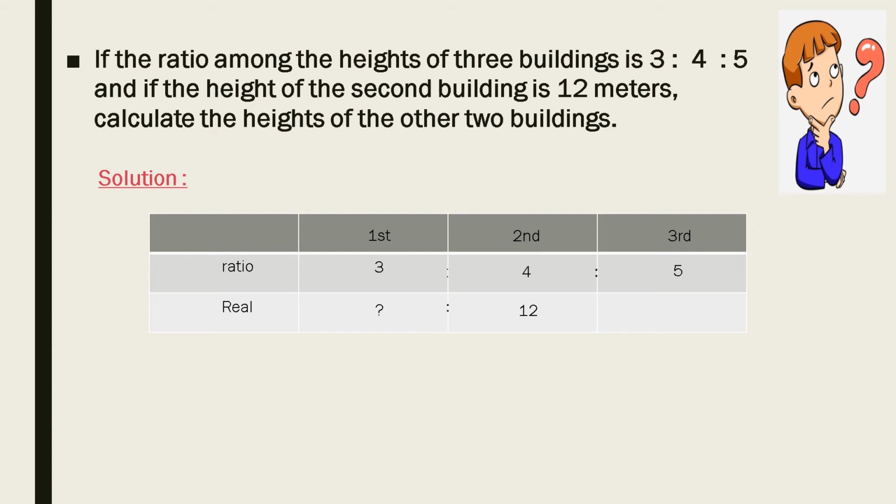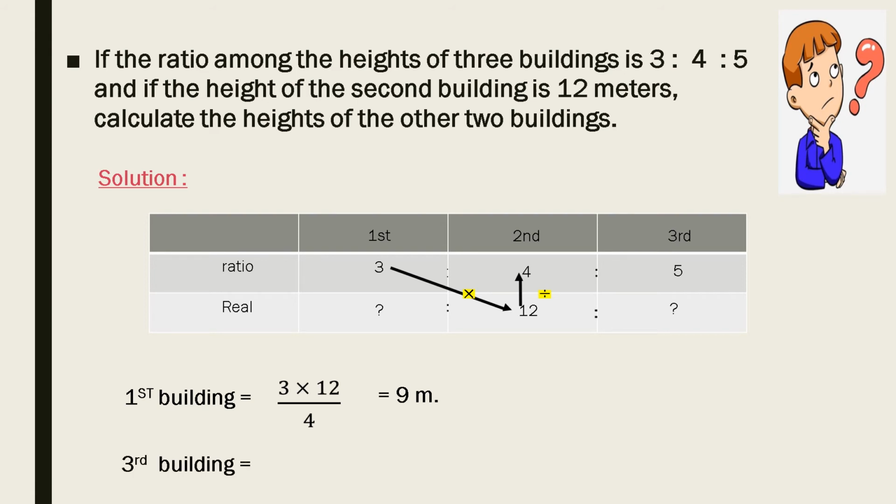Now we need to find the height of the first and the height of the third. We have a completed column which is the second one. This column will help us to find the real height of the first and third. We multiply 3 times 12, then divide by 4 to get the height of the first. 3 times 12 over 4 equals 9 meters.